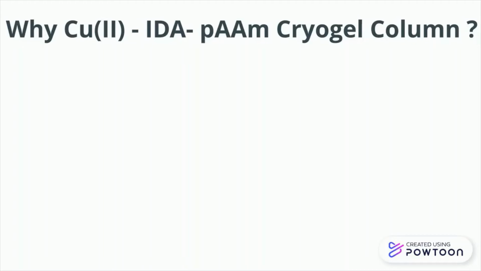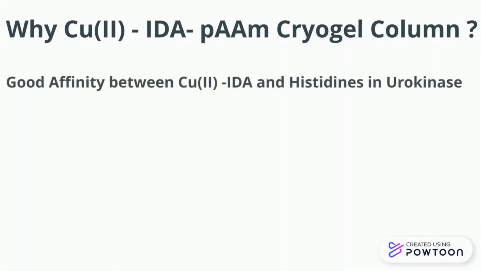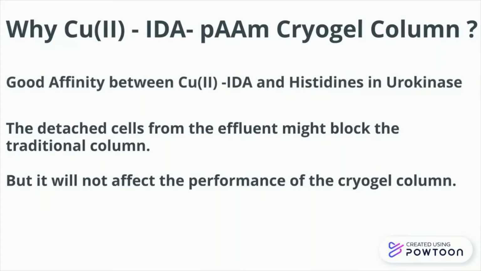There are two good reasons for using it. Firstly, it is found that the copper-2 IDA has a good affinity to the histidine in urokinase, favoring its absorption. Secondly, although the detached cells from the effluent might block the traditional column, it has zero effects on the cryogel column.